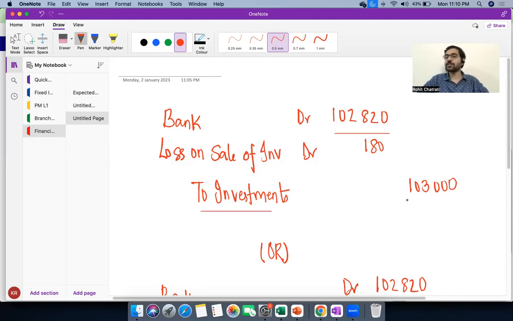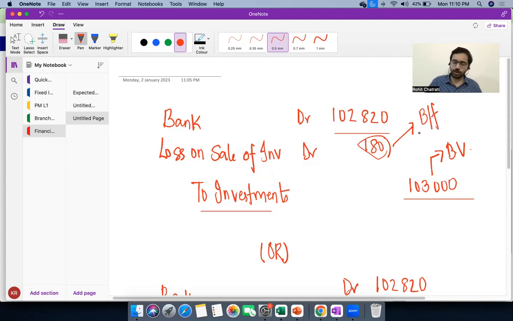I credit investment with the book value. Remember, the credit to investment is equal to the book value. The differential is a balancing figure. I either can have a loss or I can have a profit. If this would have been sold for 105, then it would have been a profit. It was sold for 102, therefore I've got a loss of 180 rupees, which is a balancing figure. BF does not mean brought forward. It is a balancing figure, and 102,820 is the sale proceeds. This was how I told you the journal entry.